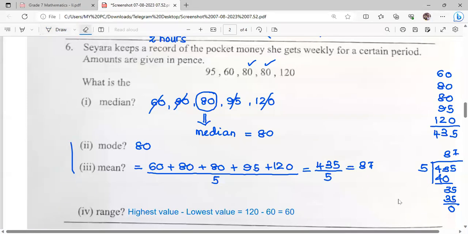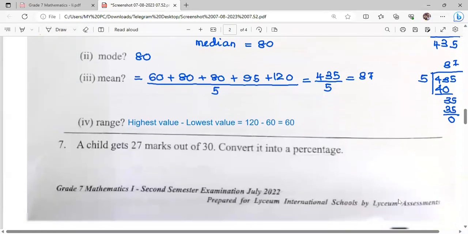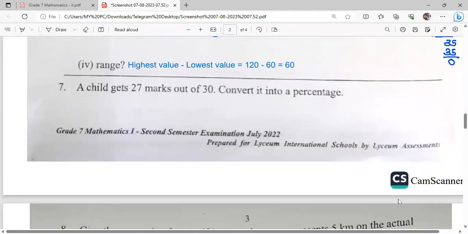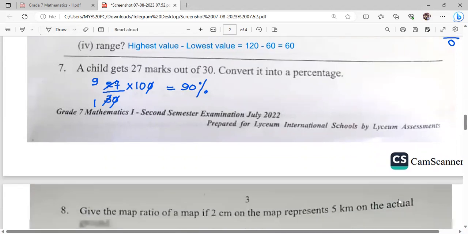Right. So then we'll move to the next question. Question number 7. A child gets 27 marks out of 30. Let's say that you had a small quiz, and your teacher gives you marks, 27 out of 30. If you want to calculate the percentage, you multiply this by 100. So the 0s you can cancel. 3 times 1 and 3 times 9. 9 times 10, it is 90. Right? This is how you get the percentage.